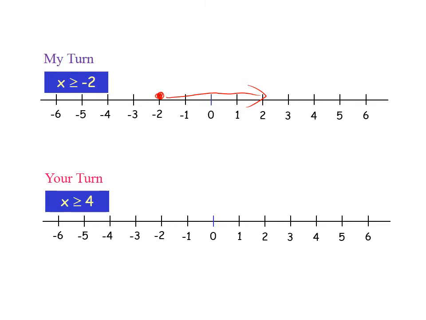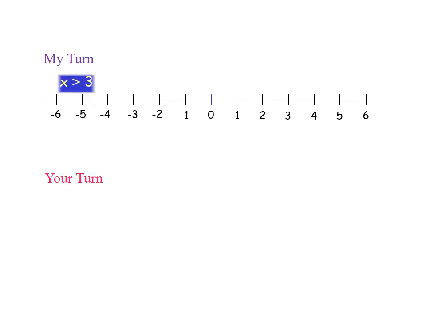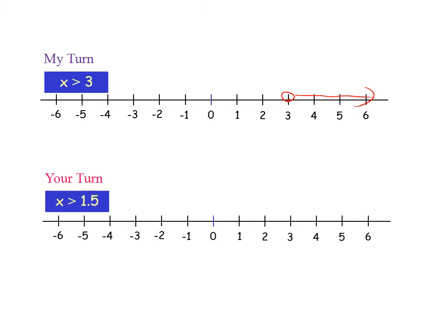Your inequality should look like this. X greater than 3. This time we need a hollow dot. There we are. Draw yourself a number line and have a go at representing the inequality x greater than 1.5. Should look something like this.